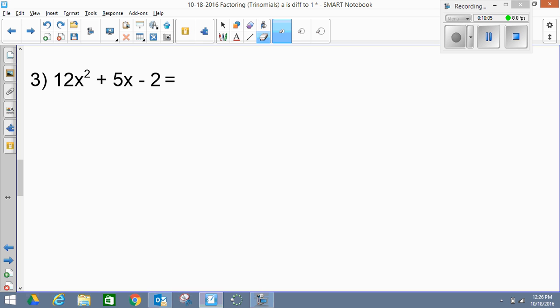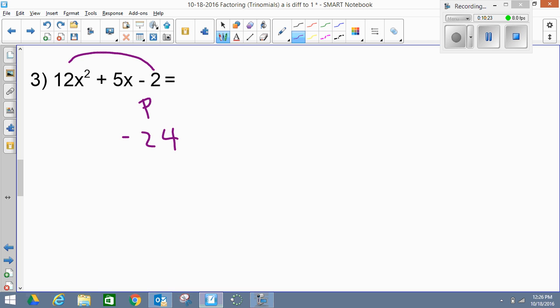So that means because I have a coefficient in front, I have to do the long process using grouping. So let me start. How do I start? First times last. 12 times negative 2. And that's going to be my product. 12 times negative 2 is going to be negative 24. The sum is always your middle value, which is 5. So I need two values that you multiply, you get negative 24, but when you add, you get 5.